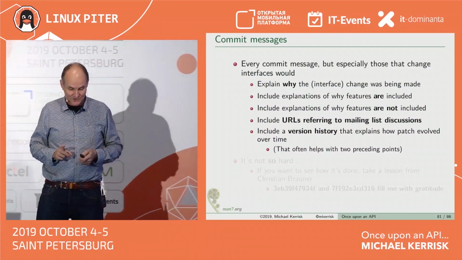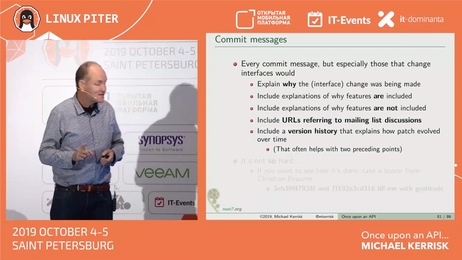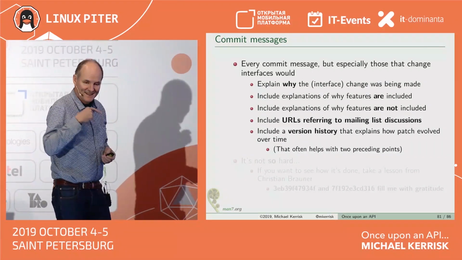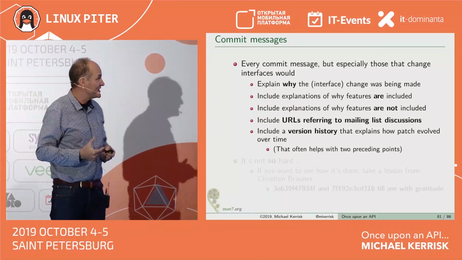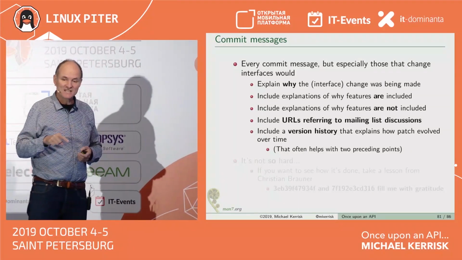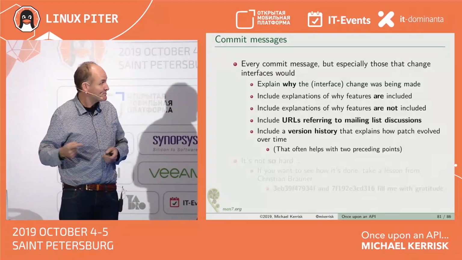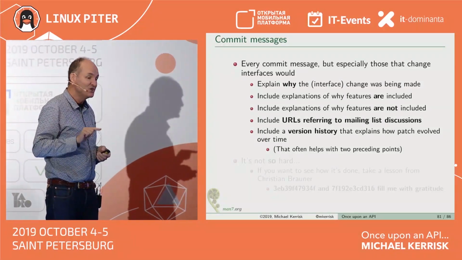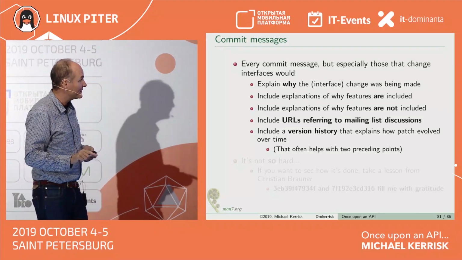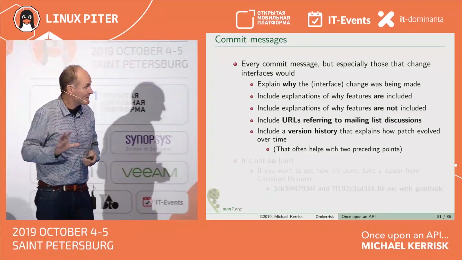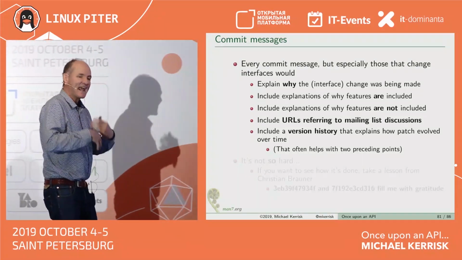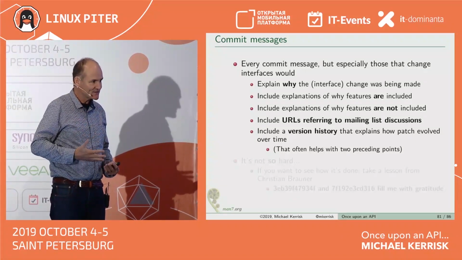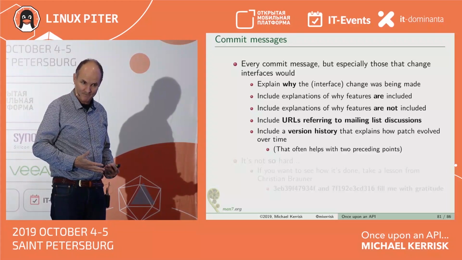Every commit message, but especially those that change the interfaces, would tell us a story explaining why the change is being made, including explanations about why certain features are being added, and explanation about why certain features are not included in the API, and URL references to mailing list discussions, and a version history explaining the history of the change of that patch over time.